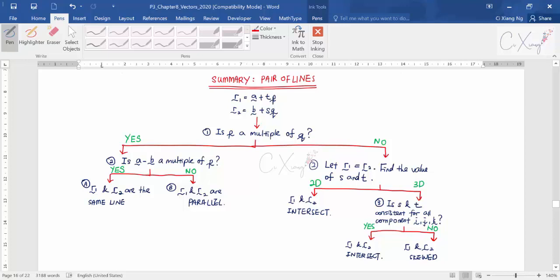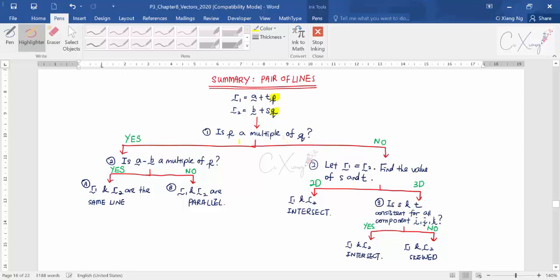Okay, so when you have a pair of lines, assume that I have line number 1, R1, and line number 2, R2. They are in vector equation form: A plus tP and B plus sQ. Every time you want to double check which case they belong to, there are a few criteria that you need to check. The first one is to check P and Q, the directions of the lines.